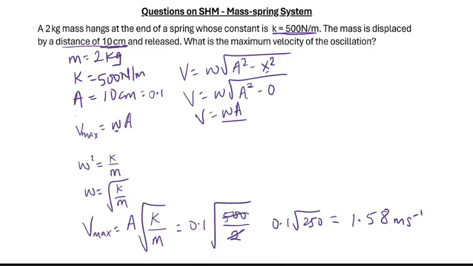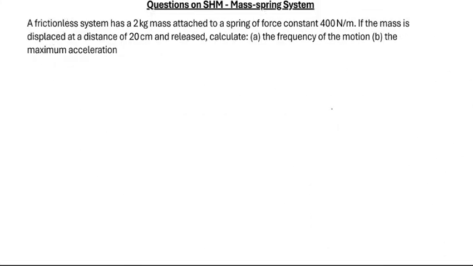Okay, this question is like the one that we just finished solving. If you can try it, just pause the video and try it. So we have a frictionless system. A frictionless system has a 2 kilogram mass attached to a spring of force constant this. If the mass is displaced at the distance of this and released, calculate the frequency and the maximum acceleration.